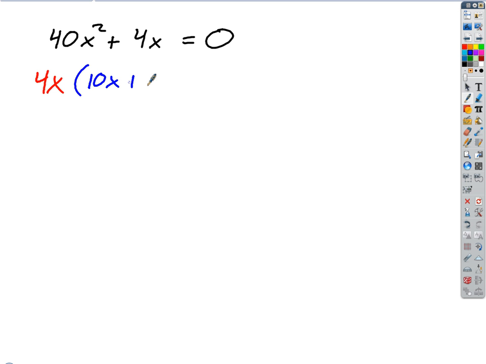10x plus, not nothing. Nothing would be 0. 1. Yeah, because we're asking the question now, when I undistribute this, 4x times what is 4x? 1, right? Can't forget that 1. And you should always, when you're done factoring out a greatest common factor, just glance at that and say, okay, now if I distribute the 4x, do I get back what I started with?